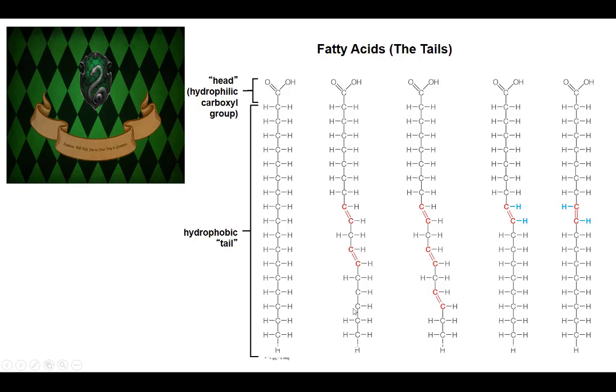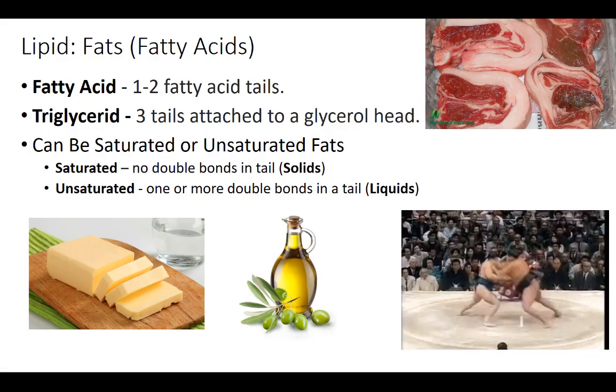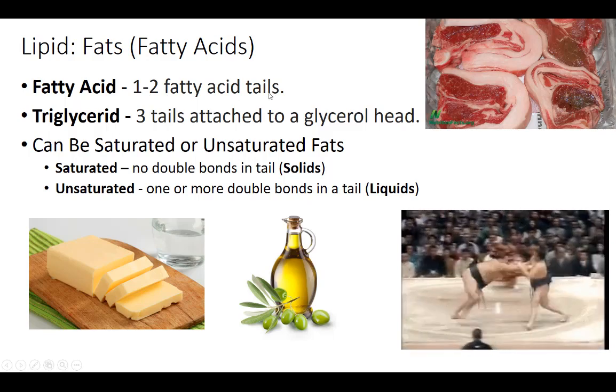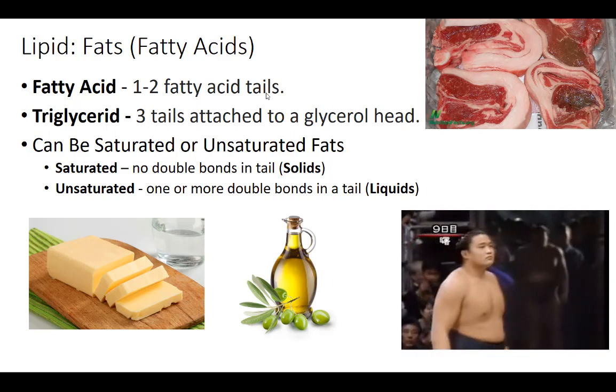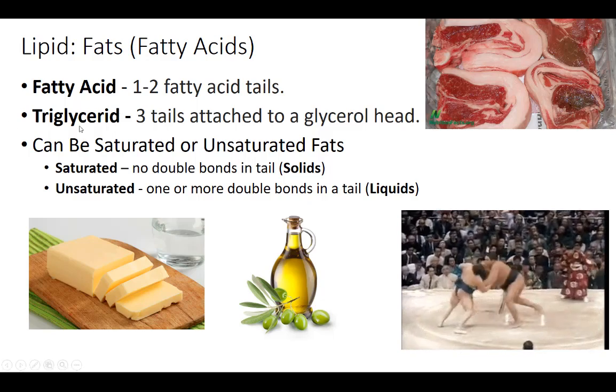And also we'll come back to this diagram in just a minute when we start talking about saturated and unsaturated fats. So some more about fatty acids. Fatty acids generally have 1 or 2 fatty acid tails. Generally, they're all going to be either straight up and down, or they're all going to have kinks in them.